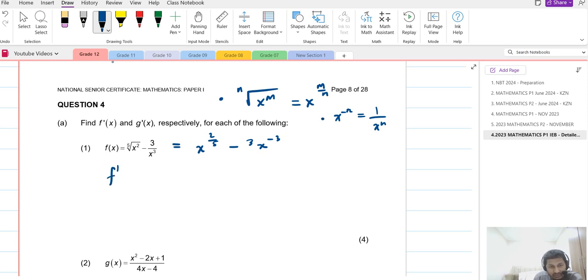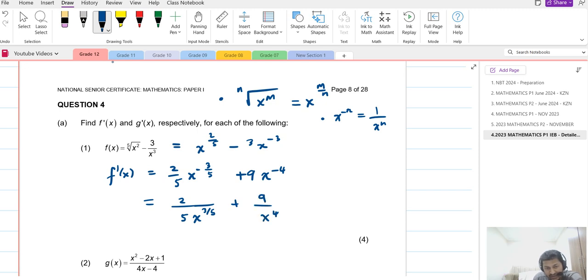Now to find f prime x, we got 2/5 times 1, x to the power, take away 1 from the power here, so negative 3/5. Minus 3 times minus 3 is plus 9, x to the power negative 4. So you can write it in positive exponent form: x to the power 3 over 5 plus 9 over x to the power 4. So this is fine in those two forms.